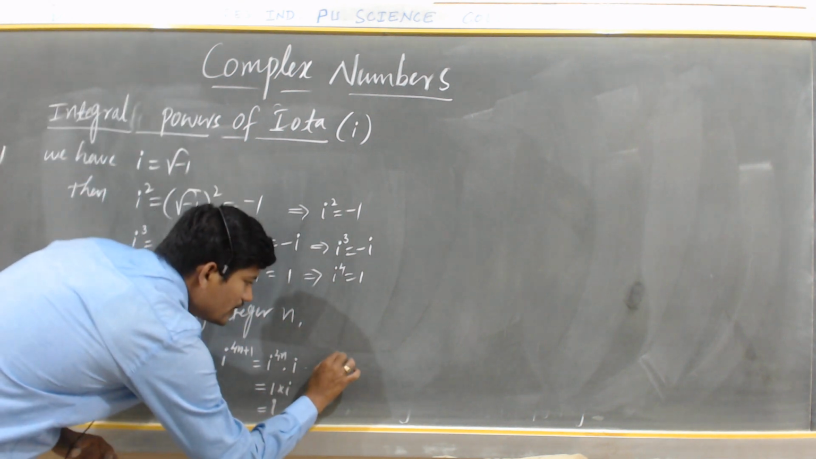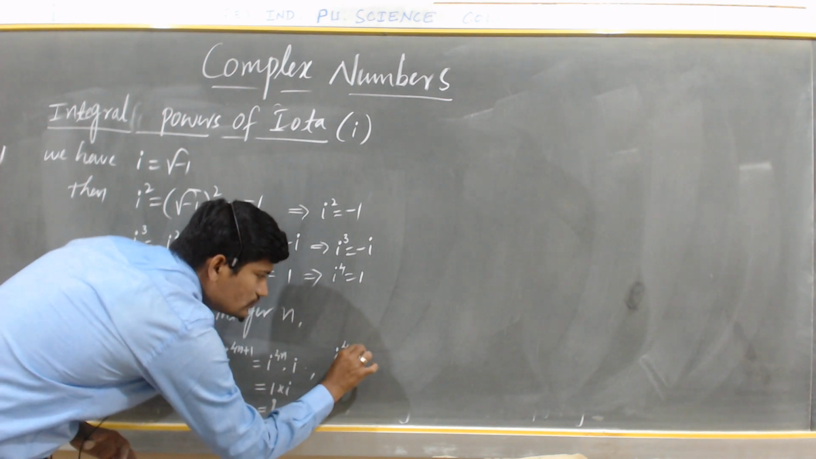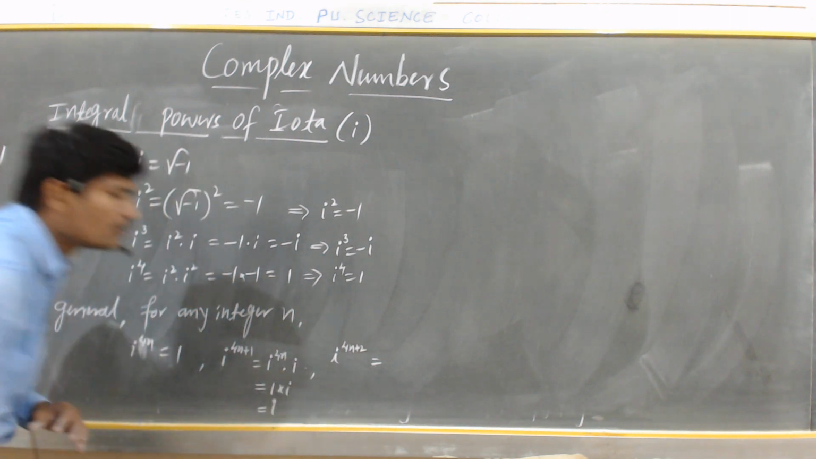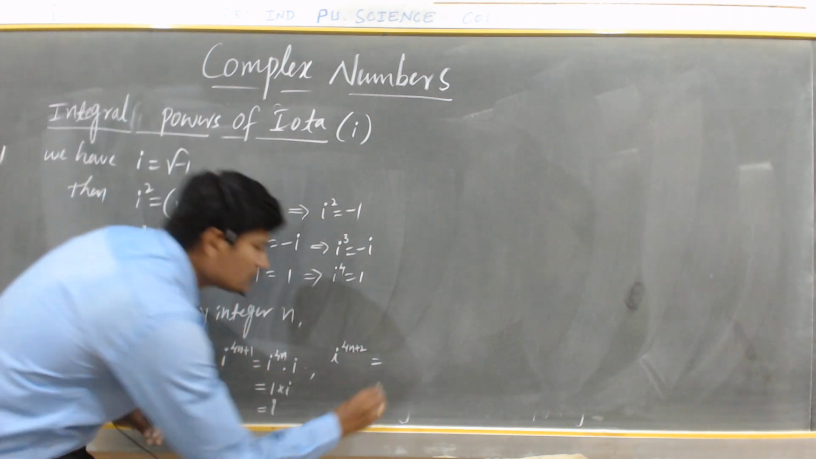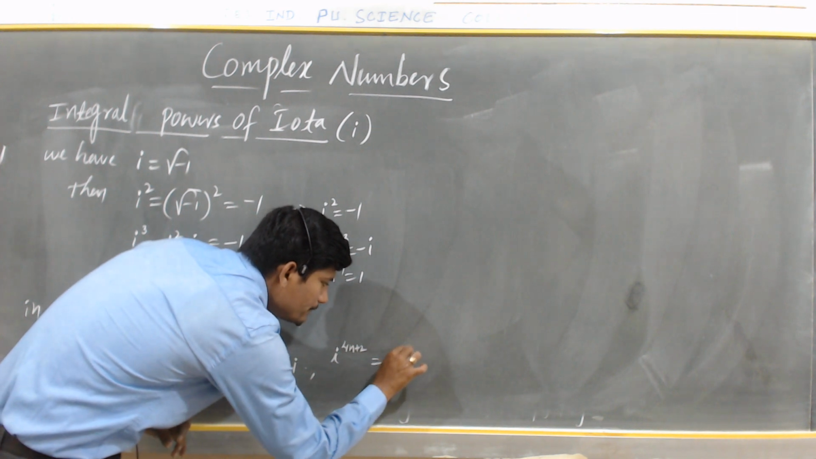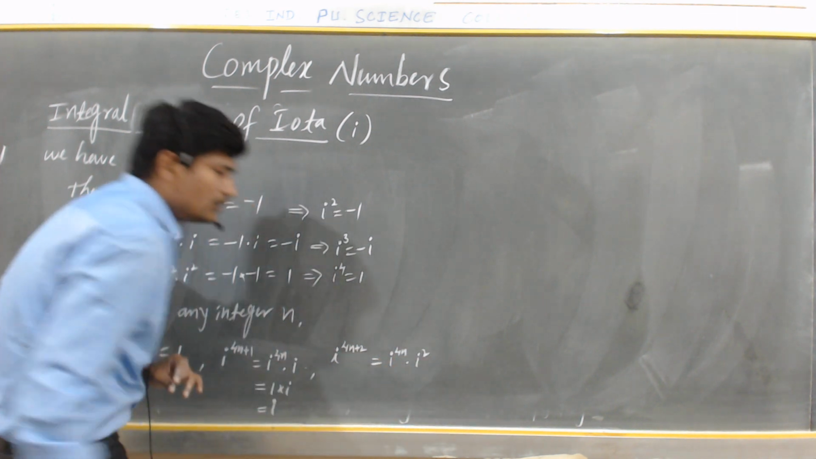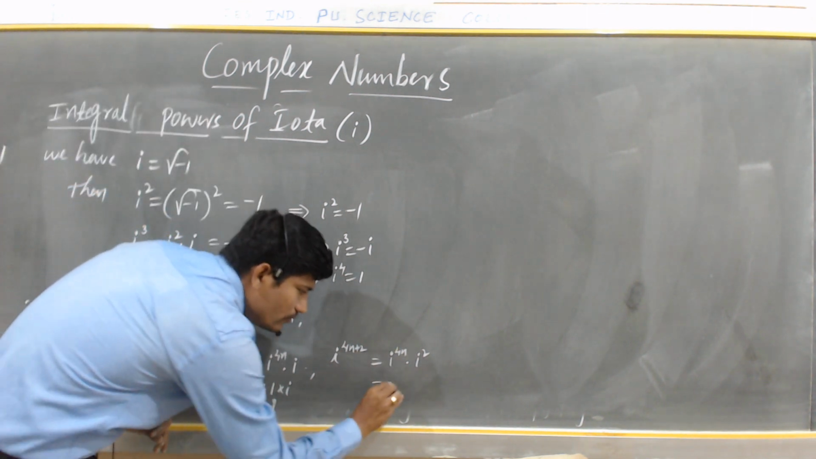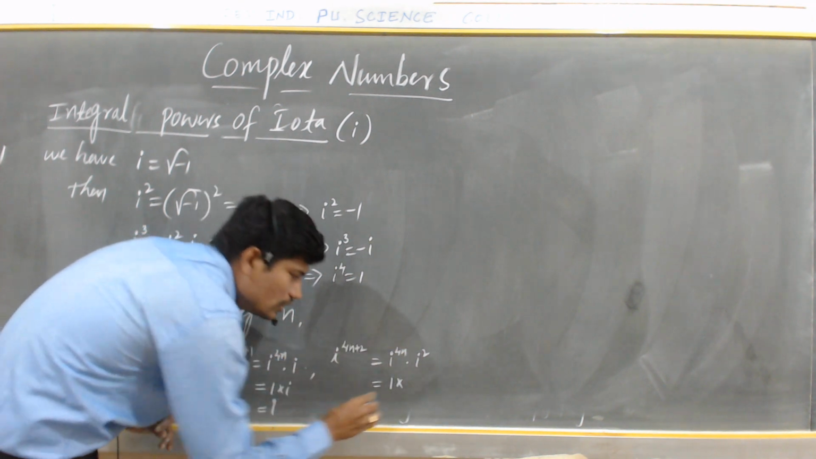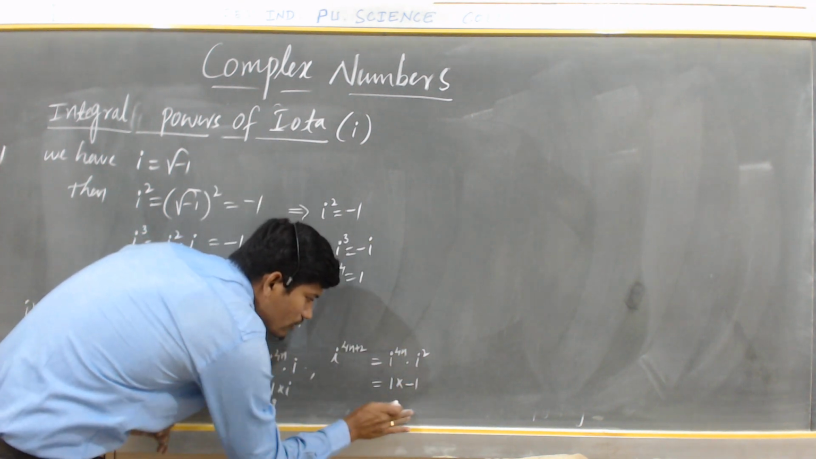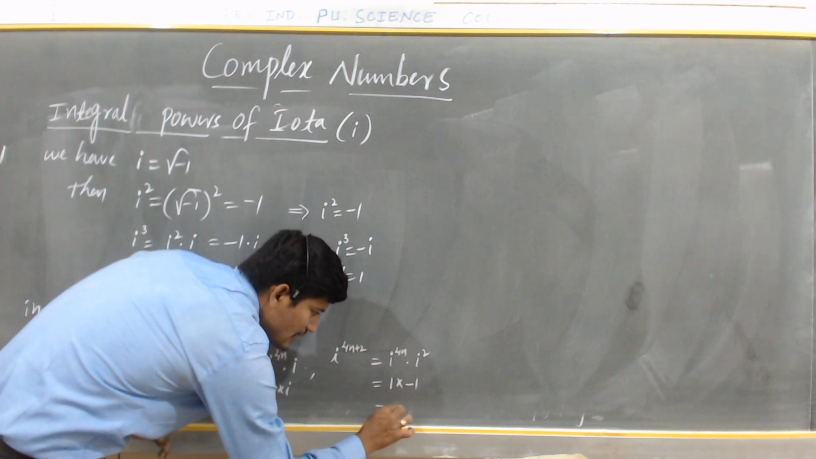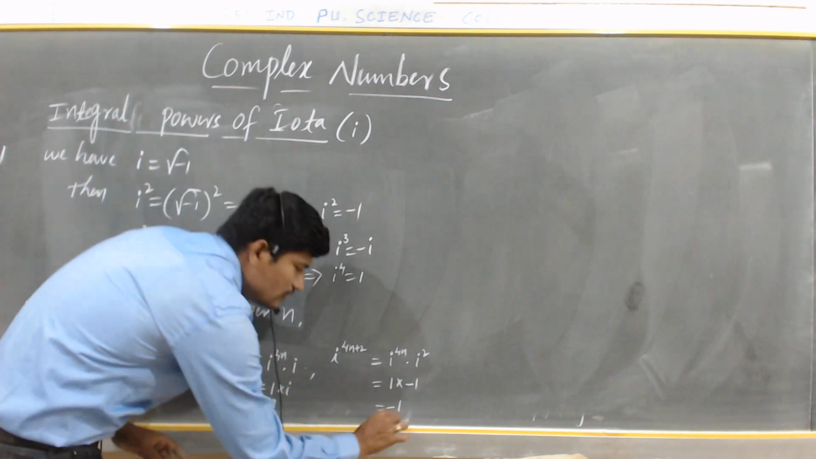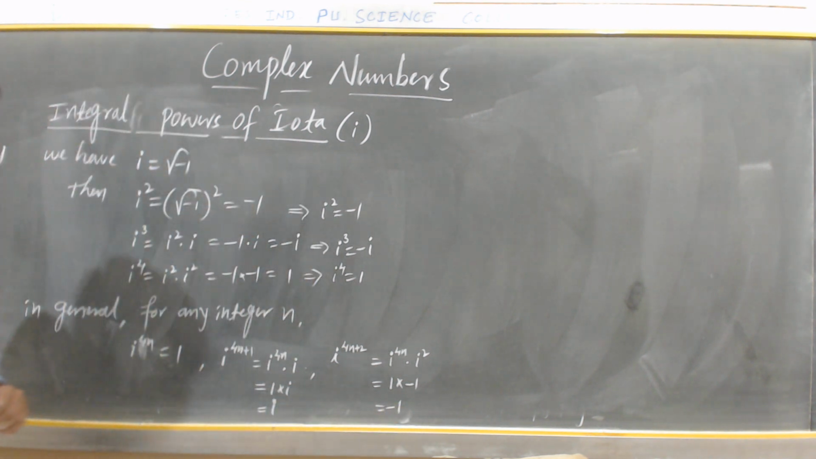Next, I to the power of 4n plus 2. So how to write this one? We will write I to the power of 4n into I square. I to the power of 4n value is always 1, into I square value minus 1. So what about I to the power of 4n plus 2 value? Minus 1 it is. So this is your answer.